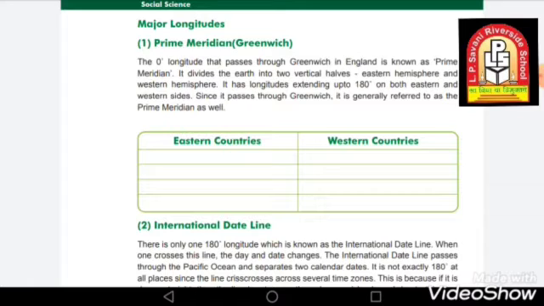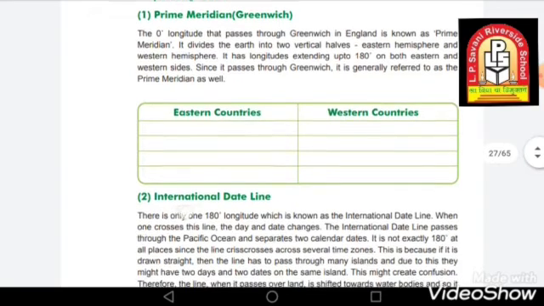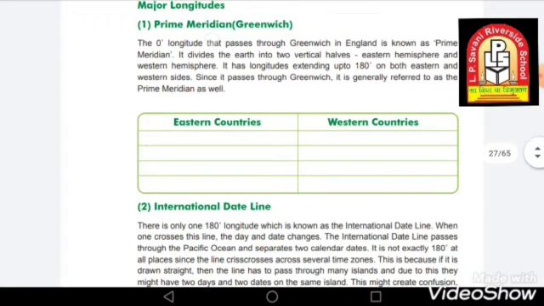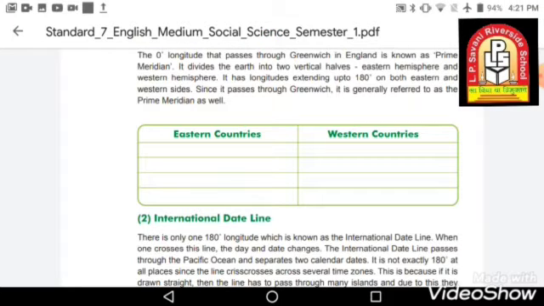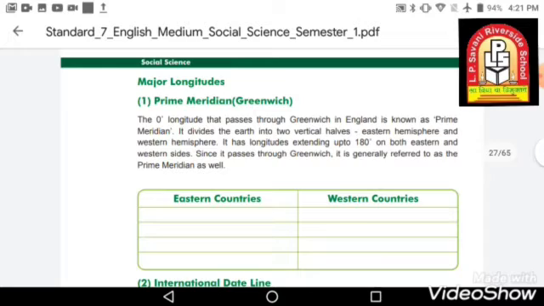So basically it is possible because of these major lines, that is the prime meridian and the international date line, which is also again an imaginary line like the longitudes and latitudes. But the prime meridian and the international date line are among the longitudes, and because of those longitudes we are able to calculate or see the times of different countries or understand it. Let's begin with today's topic.